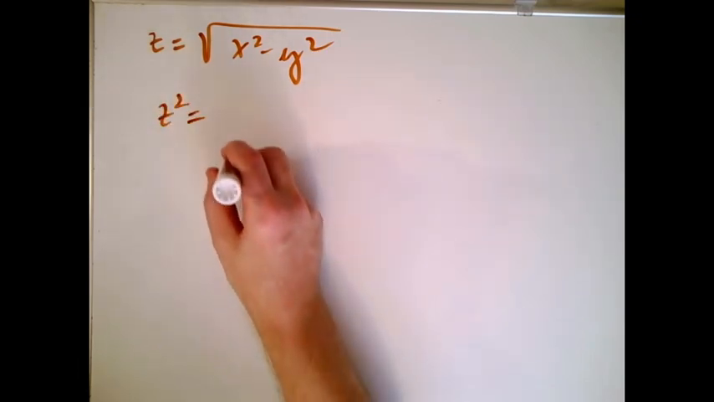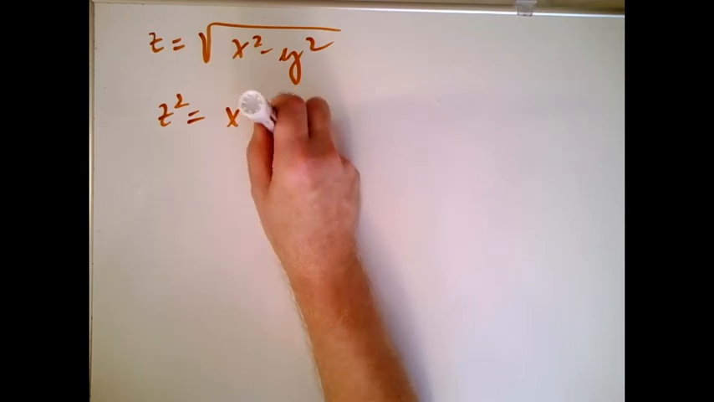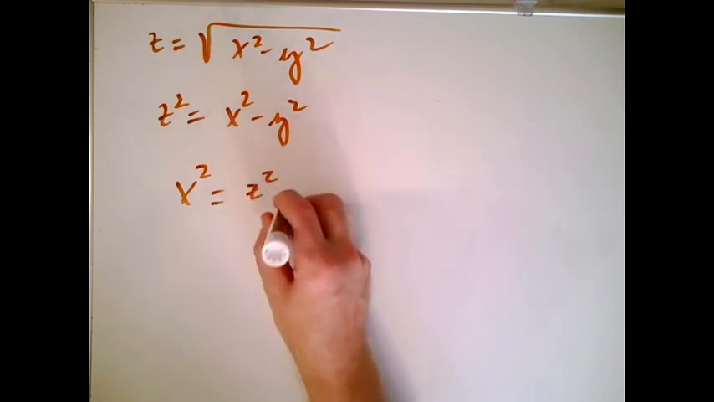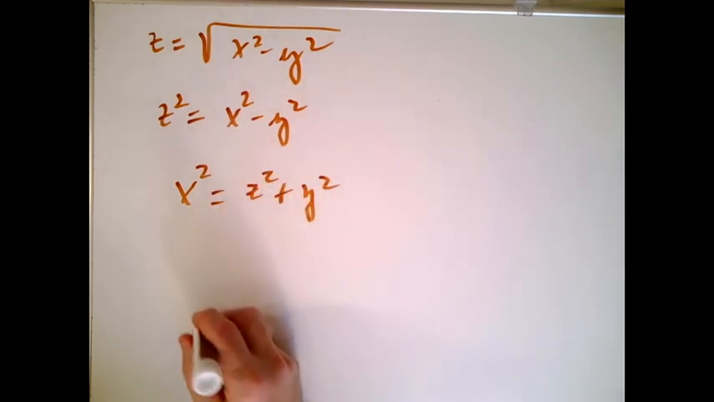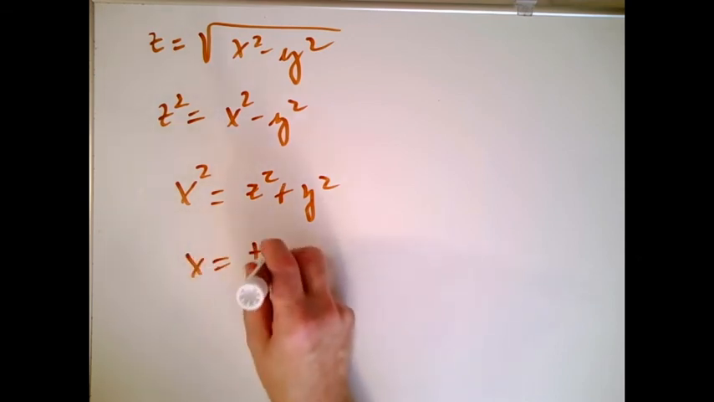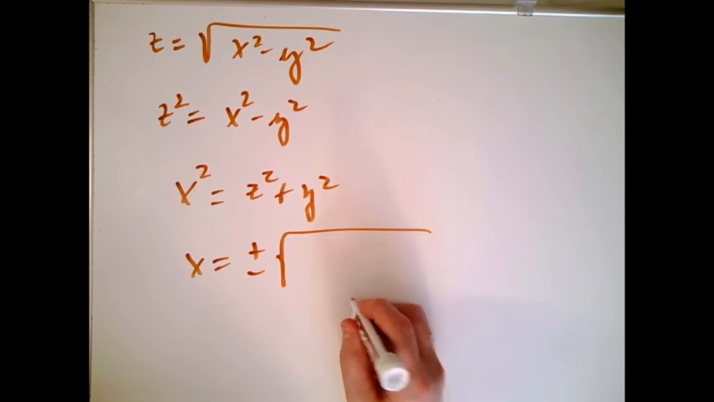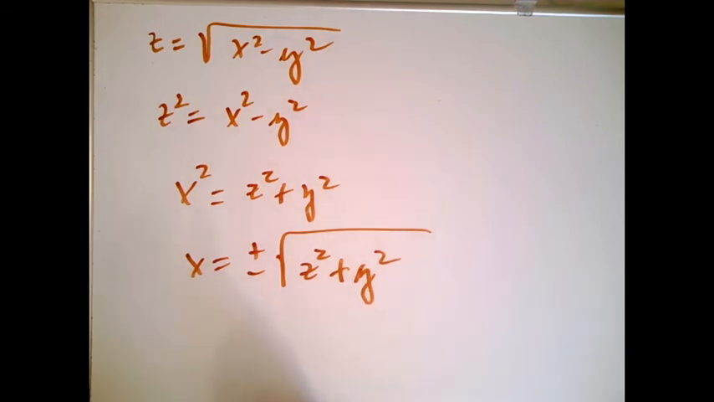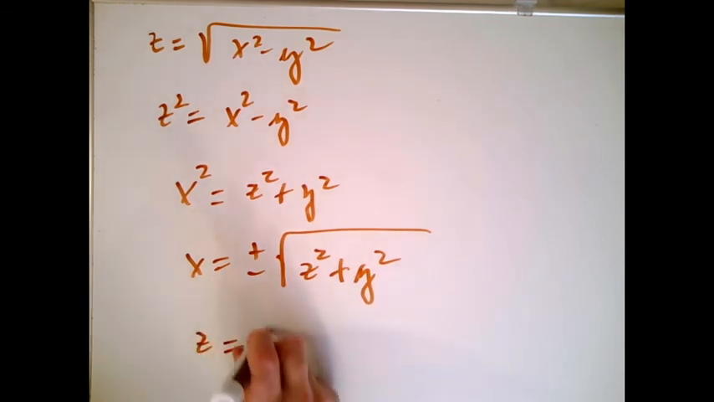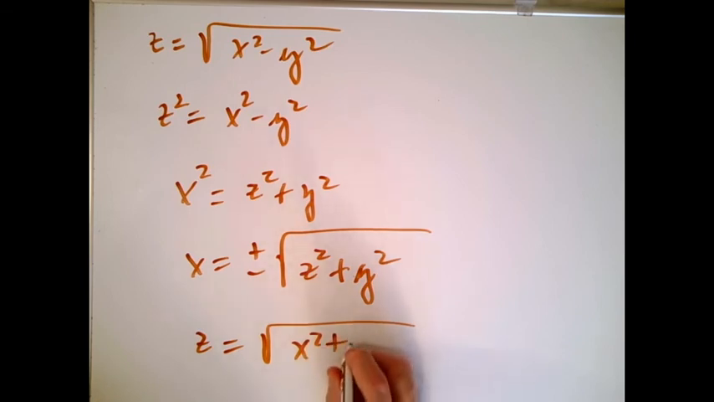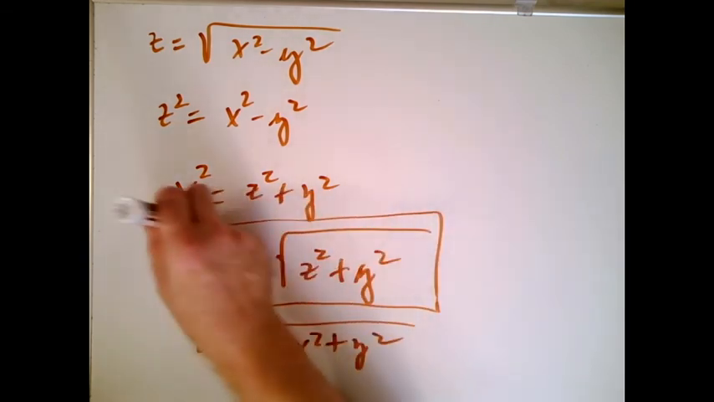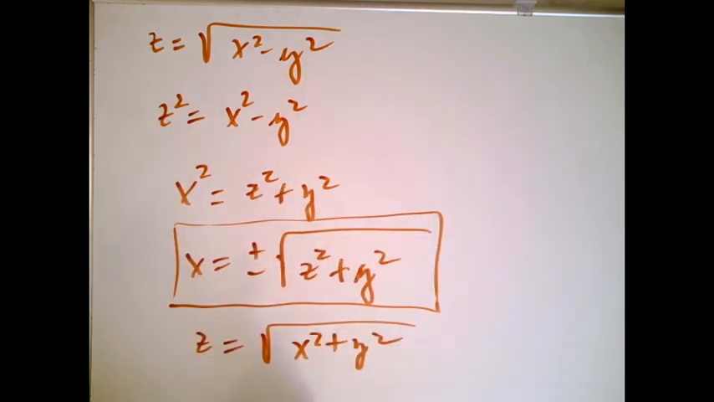So I'm going to get z squared equals x squared minus y squared. I'm going to solve for x squared. That's x squared equals z squared plus y squared. So x equals plus or minus the square root of z squared plus y squared, like that. Now, why do I bring that up? Because this is a sideways cone. Our regular cone looks like this, and opens up in the positive z direction. This is a double cone, right, that opens up in the positive x direction and the negative x direction.